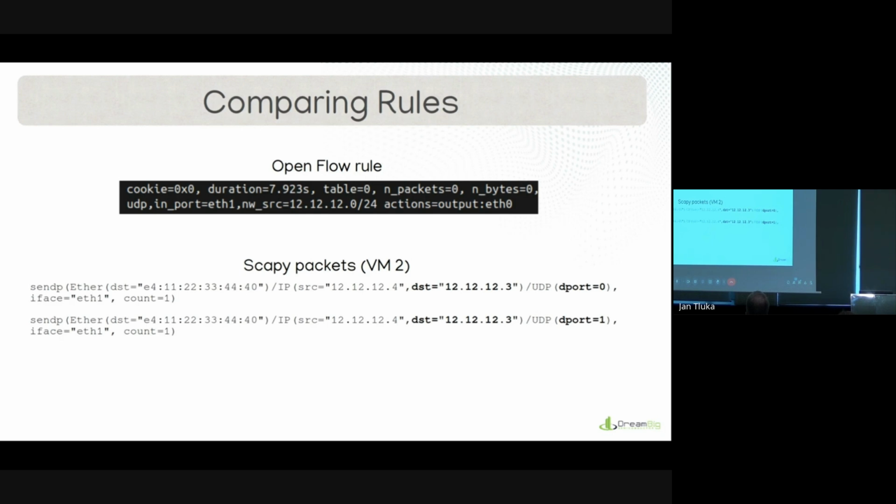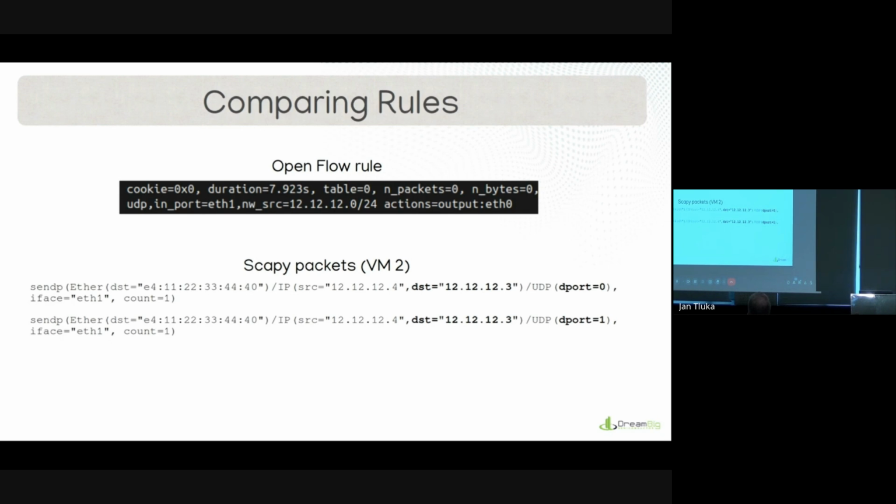By looking into the user space rules, it specifies that any UDP traffic from interface ETH1 with a source IP range of 12.12.12.0/24 should be forwarded to ETH0. This rule can be applied to any MAC address and UDP port if the source IP is within the given range. The following two packets are sent from the VM2 using Scapy.